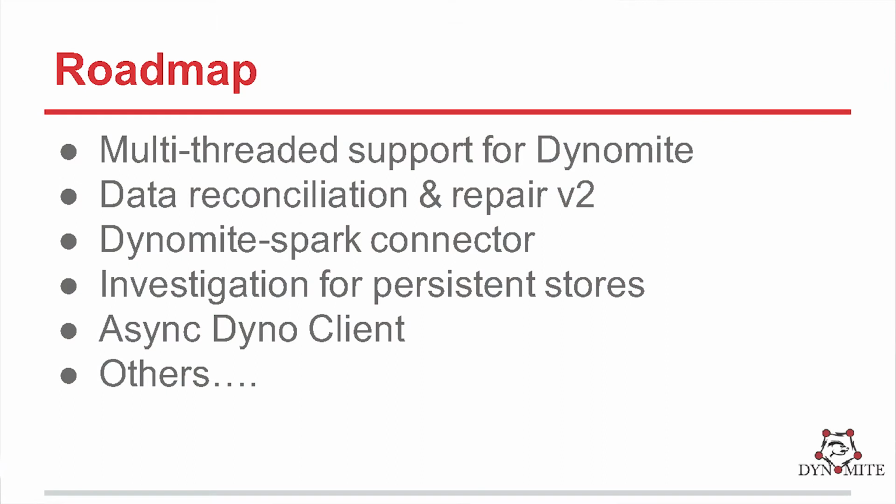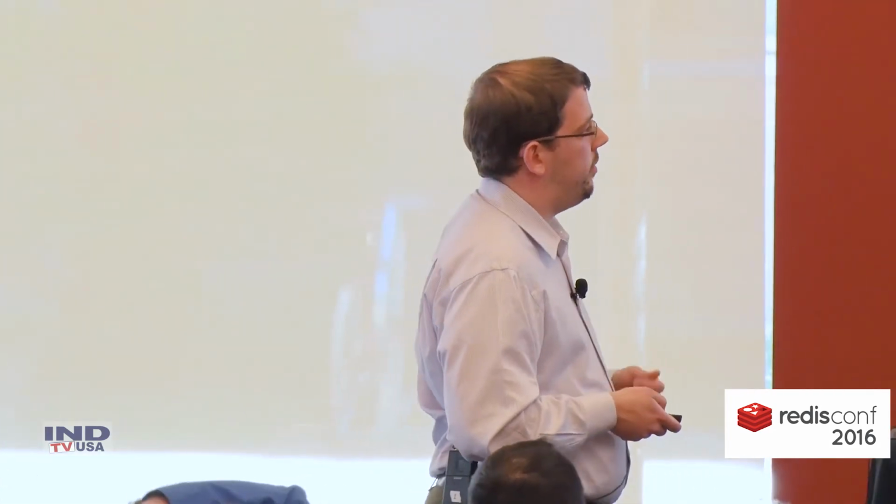Some of the features we plan to implement in the future: one thing is multi-threaded support for Dynomite. Of course, the latencies are low, but we think there might be some improvement in having separate threads for cross-region or cross-rack replication. We're almost done with the first version of data reconciliation and repair. So, for example, if some data cannot be sent to another AZ and we lose the data, we have a reconciliation engine that we plan to deploy in production in a month or so for that.